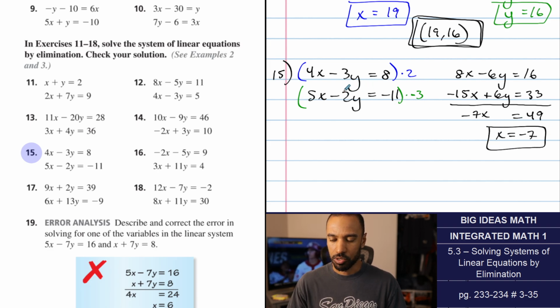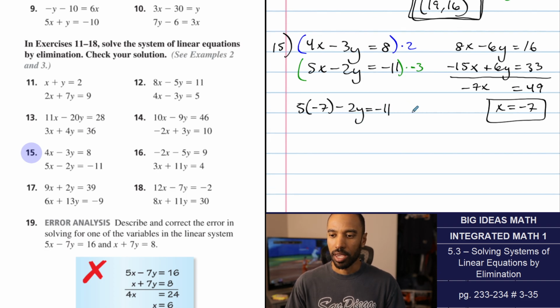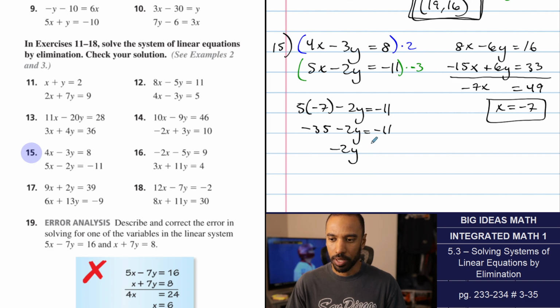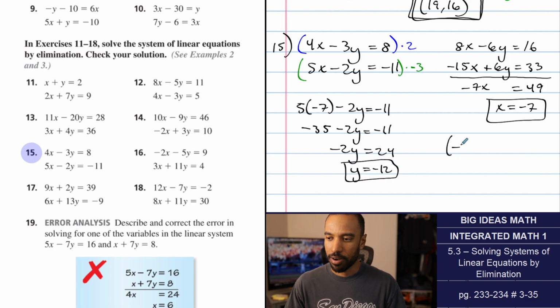And now we can do a substitution. Both the y's are negative here anyway. Let's just do the bottom equation. Okay, negative 35. And if I add 35 to both sides, I'm doing 35 minus 11, which is 24. Divide by negative 2, you get y is negative 12. So negative 7 for x, negative 12 for y.